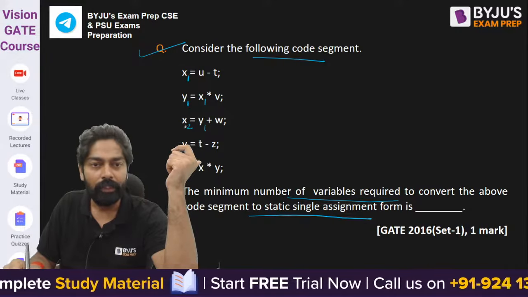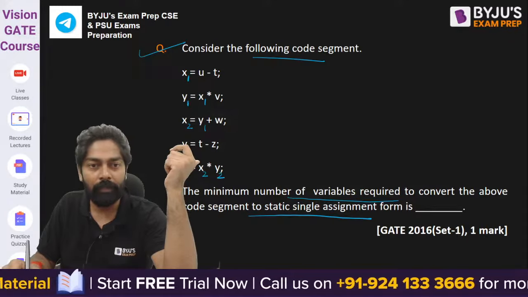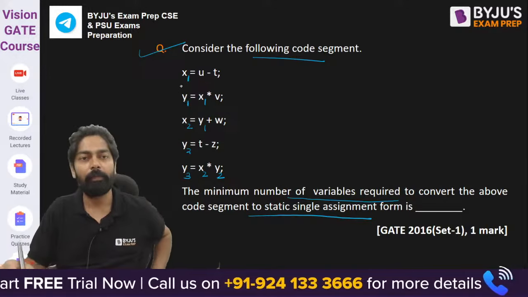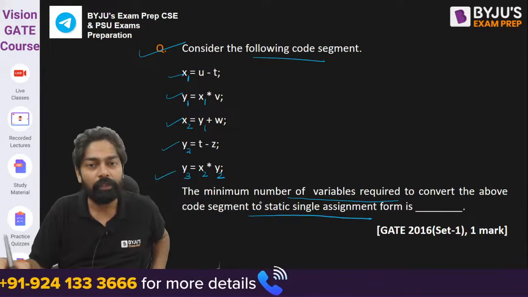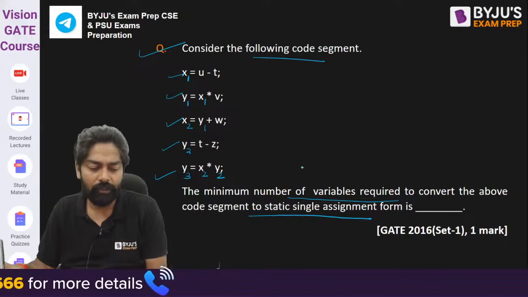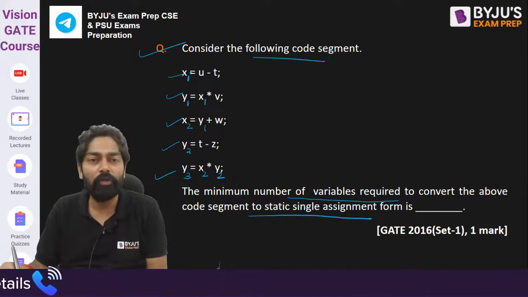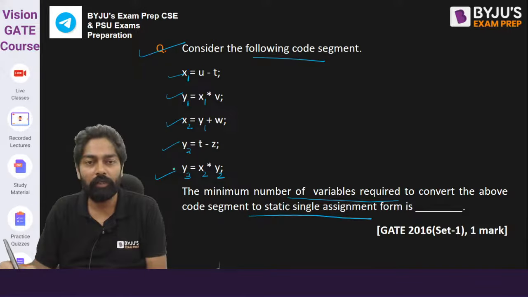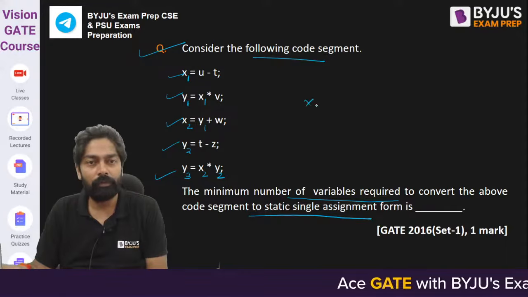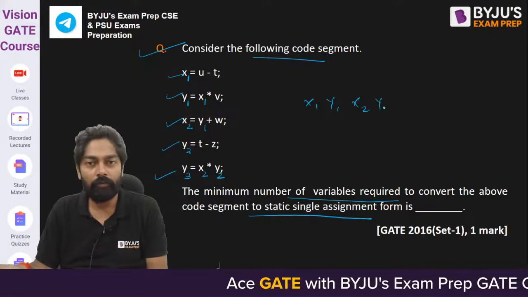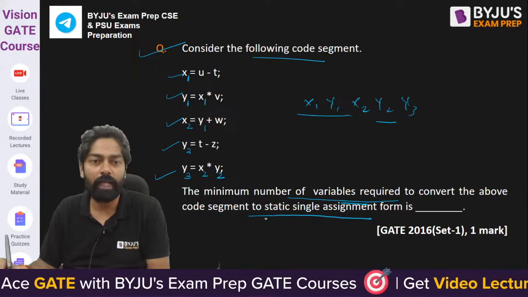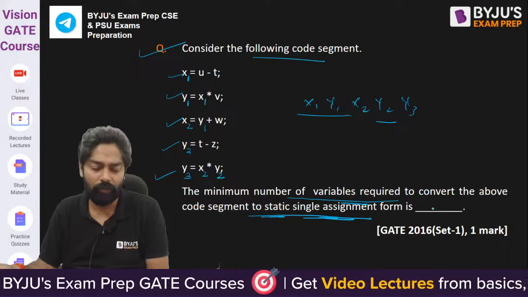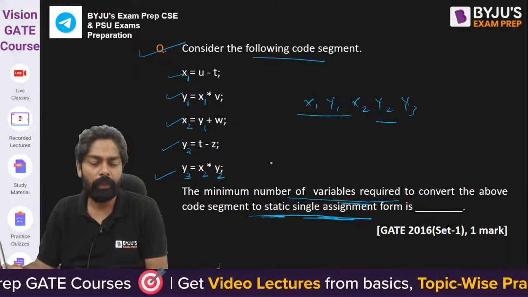Now this is nothing but x2 and this is nothing but y2. I am writing here y3. So can you please tell me the minimum number of variables? So 1, 2, 3, 4, 5. So the answer will be 5. Can you please cross check? It is easy. See, clearly I told you the left hand side we can use only one time. So you can write x1, y1, x2, y2, y3. So the minimum number of variables required to convert the above code segment to static single assignment form, I think 5. You can cross check once. Is it so?